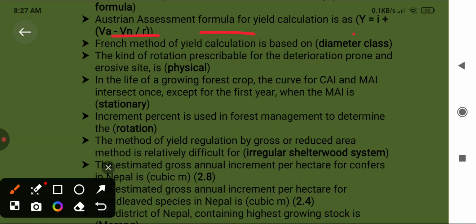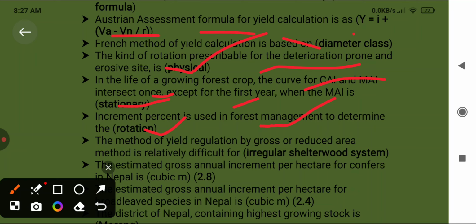French method of yield calculation is based on diameter classes. The kind of rotation prescribed for degraded, prone and erosive sites is physical. And in the life of a growing forest crop, the curves for CI and MI intersect once, except for the first year when the MI is stationary. Increment percent is used in forest management to determine its rotation.